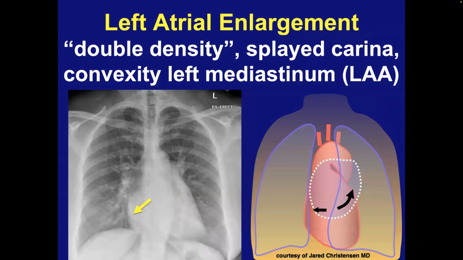There are a few signs of left atrial enlargement on a radiograph. On a frontal film, when there is left atrial enlargement, we talk about a double density over the right heart. That double density is the right border of the left atrium. So it's the right wall of the left atrium.